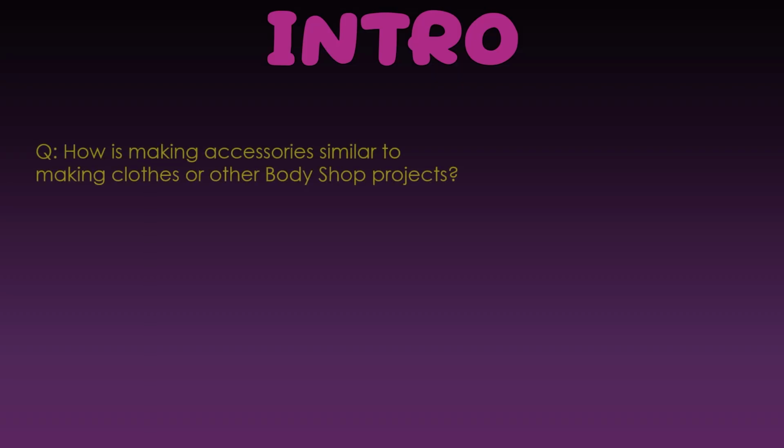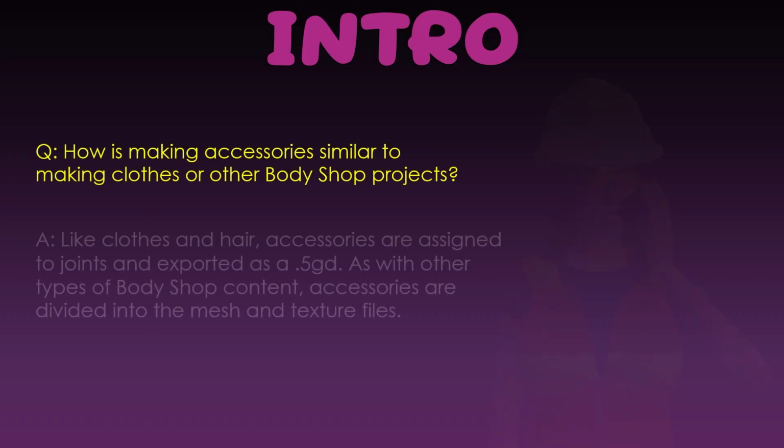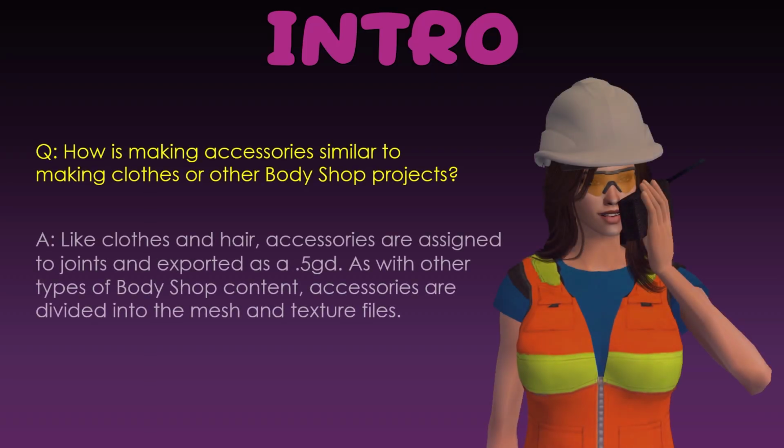How is making accessories similar to making clothes or other body shop projects? Like hair or clothes, accessories are assigned joints and exported as a 5GD. As with other types of body shop content, accessories are divided into the mesh and texture files. And that's where the similarity ends.